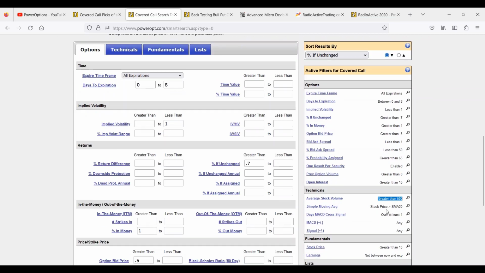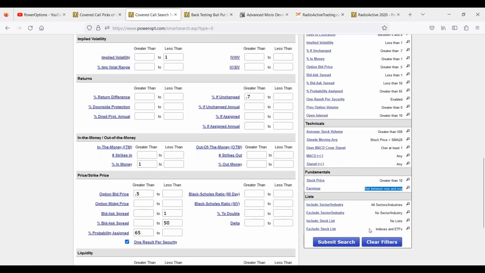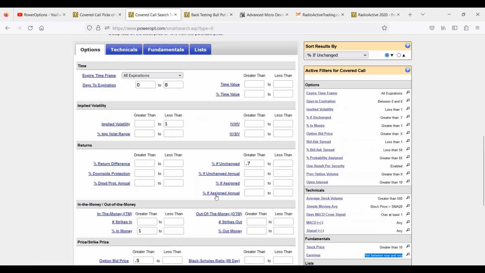Average stock volume greater than 500,000 shares per day, stock trading above its 20-day moving average, and a positive MACD over the signal line of at least 1. Avoiding earnings between now and expiration, and avoiding leveraged products, indexes and ETFs.